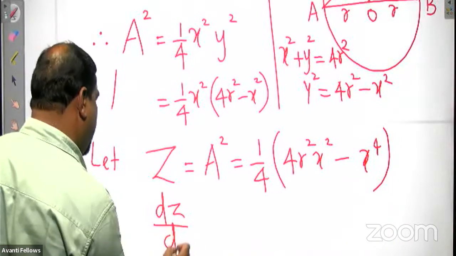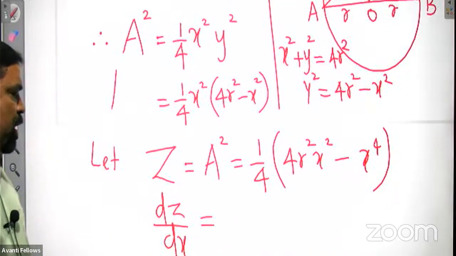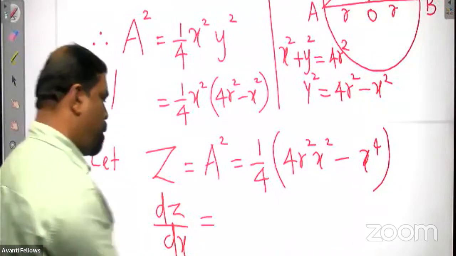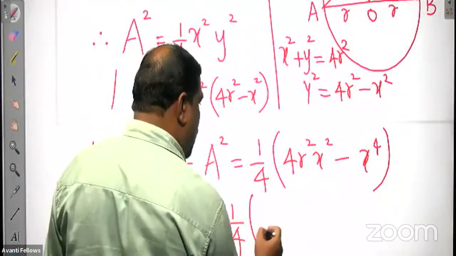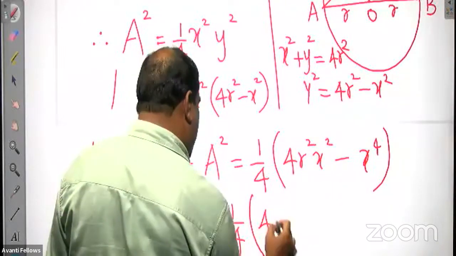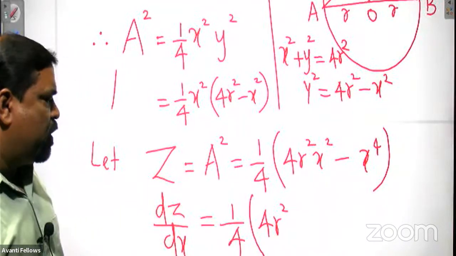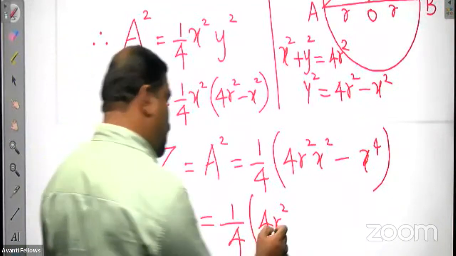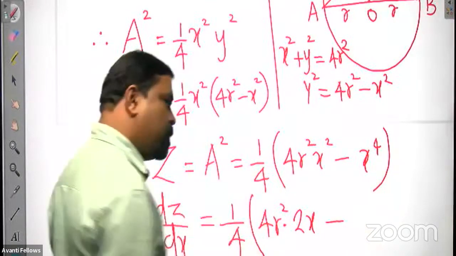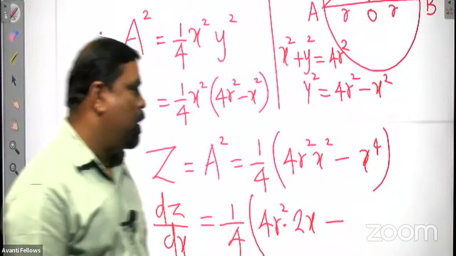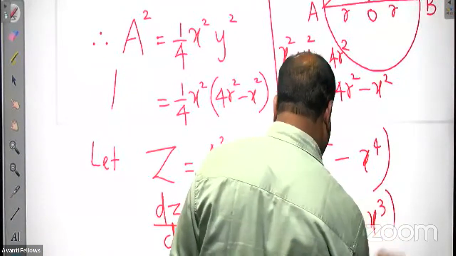So dz by dx. Now I will differentiate this Z. What is dz by dx? 1 by 4 into, 4R square is a constant. Remember, R is the radius, a constant. So 4R square is a constant into the derivative of X square, that is 2X, minus the derivative of X raised to 4, that is 4X cube.